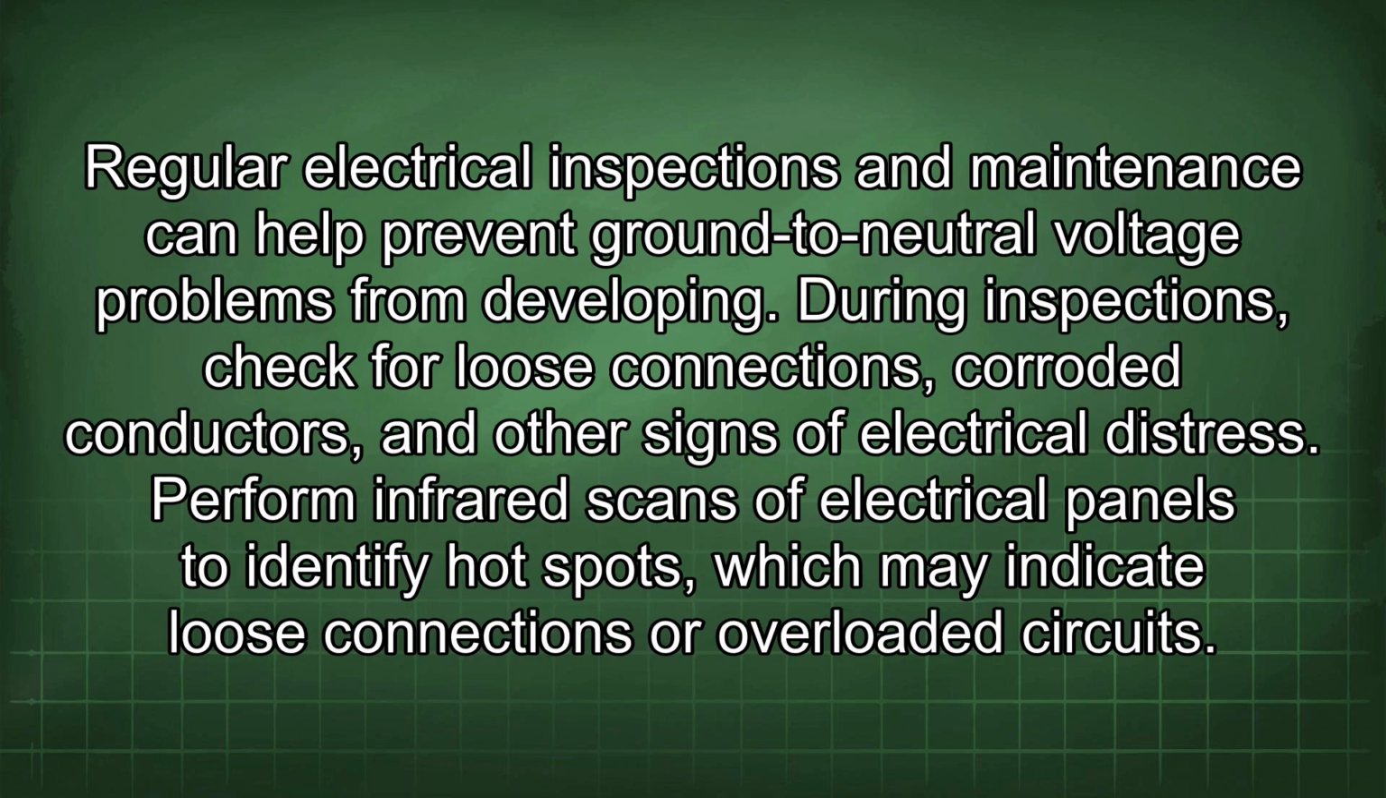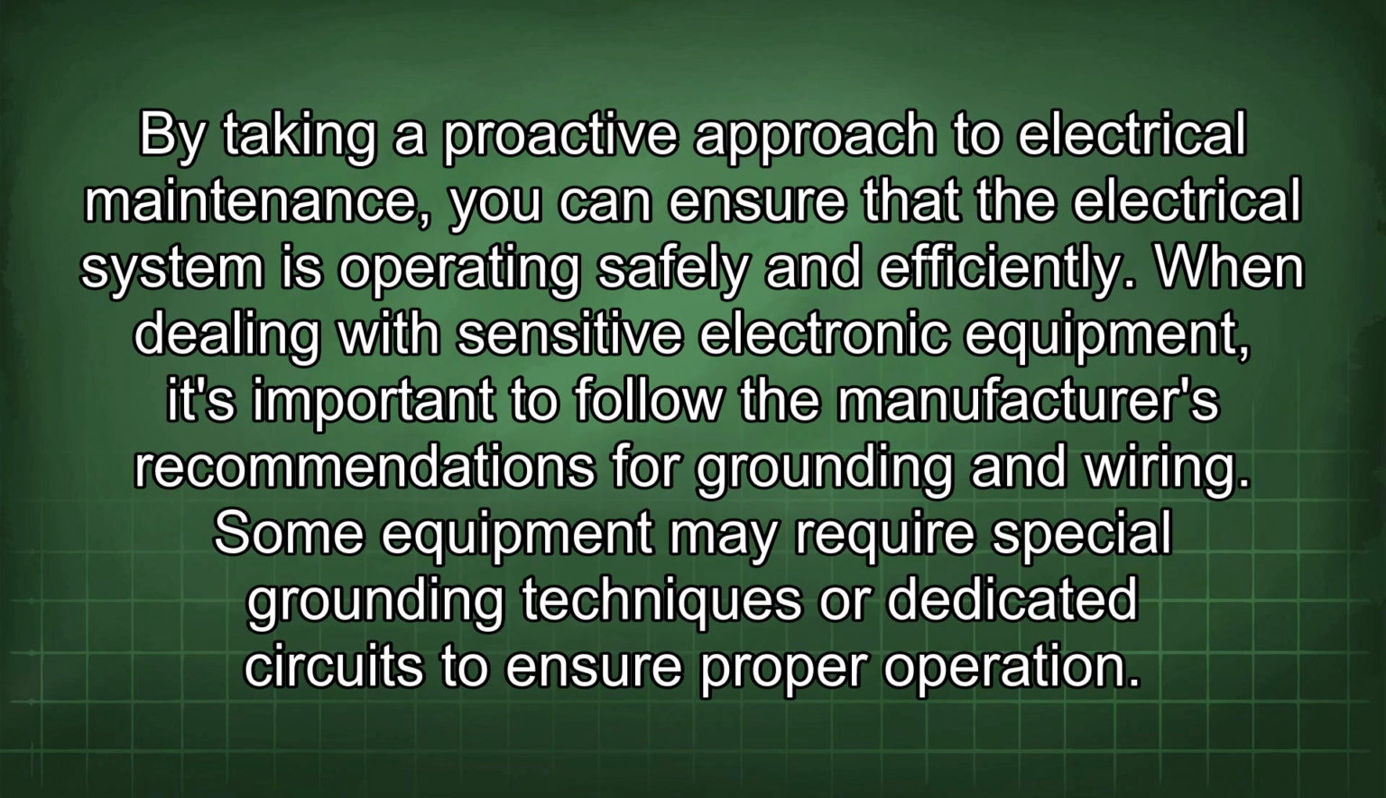Regular electrical inspections and maintenance can help prevent ground to neutral voltage problems from developing. During inspections, check for loose connections, corroded conductors, and other signs of electrical distress. Perform infrared scans of electrical panels to identify hot spots, which may indicate loose connections or overloaded circuits. By taking a proactive approach to electrical maintenance, you can ensure that the electrical system is operating safely and efficiently.